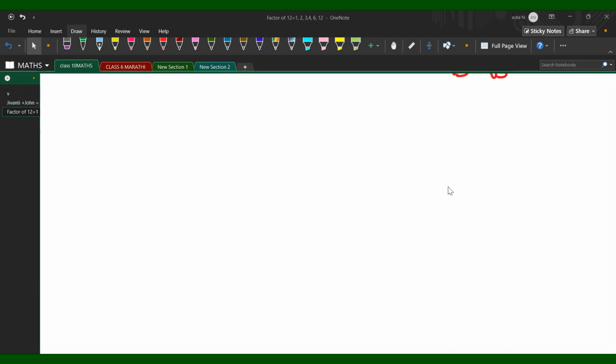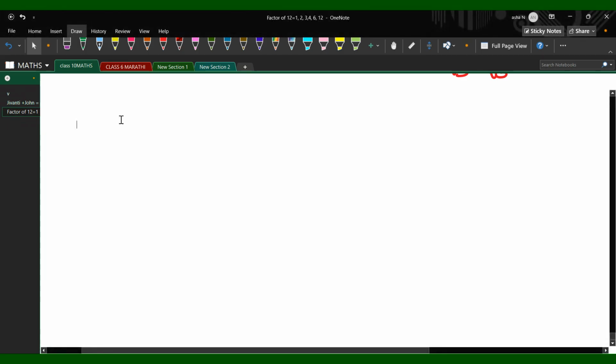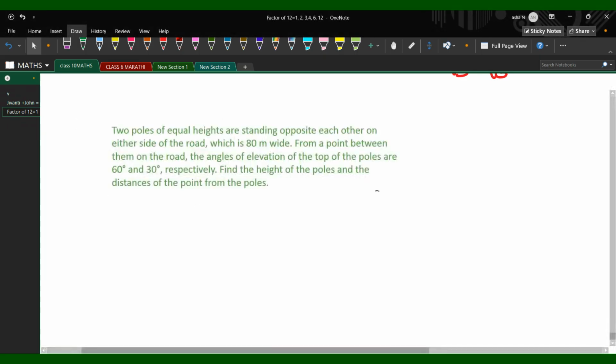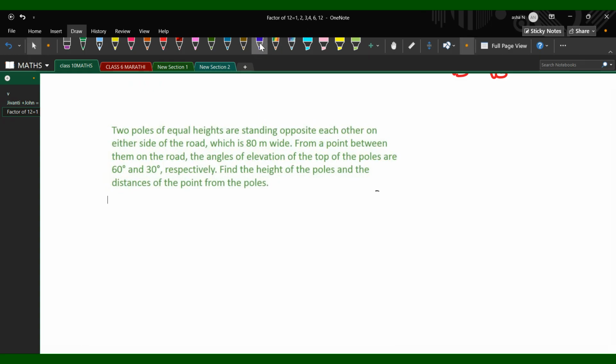There are two poles of equal length, they are saying, equal height, are standing opposite each other. Okay. So one is this pole and the other one is this pole. Both are of equal height on either side of the road. Okay, in between there is a road. So road is 80-meter width. So here we will write 80-meter.